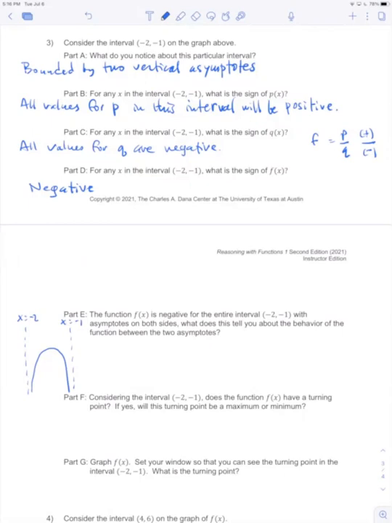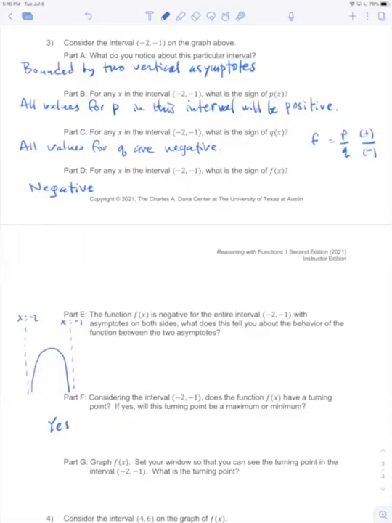So for part F, considering the interval -2 to -1, does the function f of x have a turning point? Looks like, yeah, we can see that. So yes, there's going to be a turning point. And part G, graph f of x. Set your window so that you can see the turning point in the interval -2 to -1. And then what is the turning point?